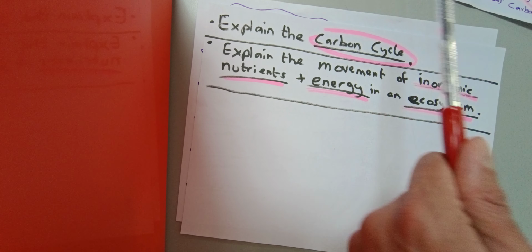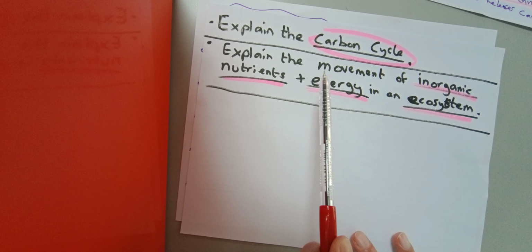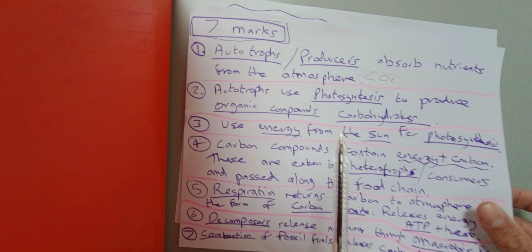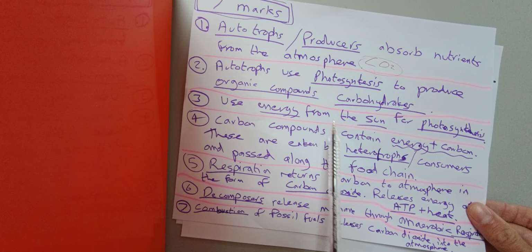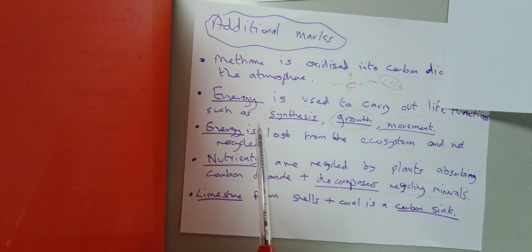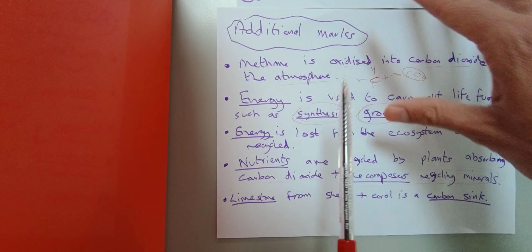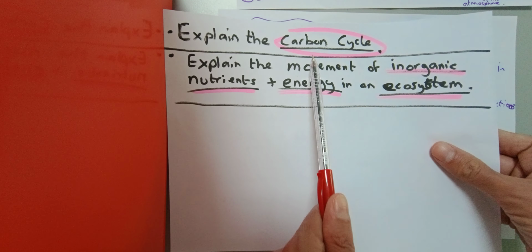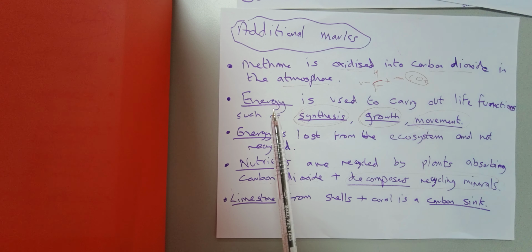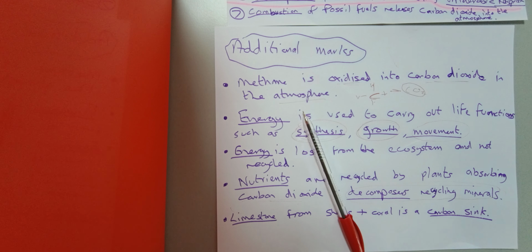So whether you're talking about carbon being recycled or whether you're talking about the movement of energy through an ecosystem, you're going to use the same points. Okay, so go back, pause the video, and then try and figure out a way that you're going to memorize these, I would say, 7 points here, and then these additional points here. So 10 points you want to memorize about the carbon cycle, about inorganic nutrients, about energy in the ecosystem. All of these points will be able to answer that question for you, and you should be able to get 7 marks. Okay, good luck.